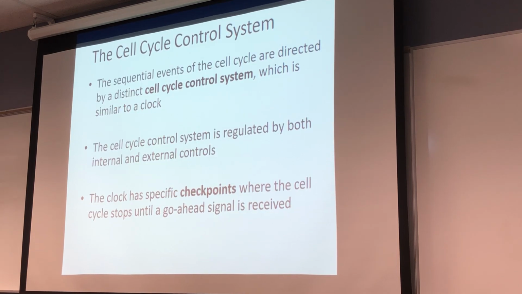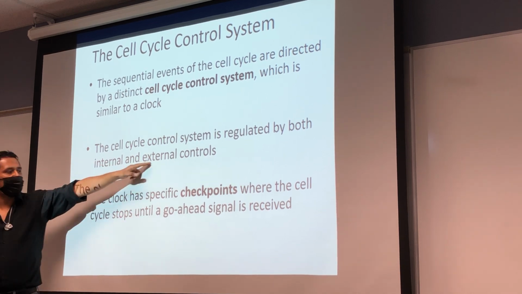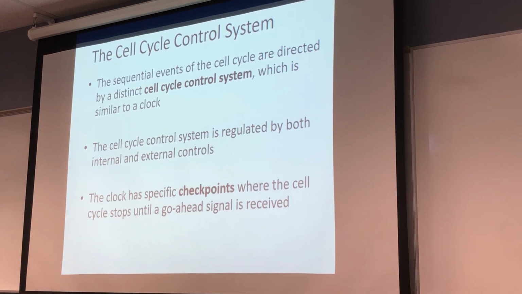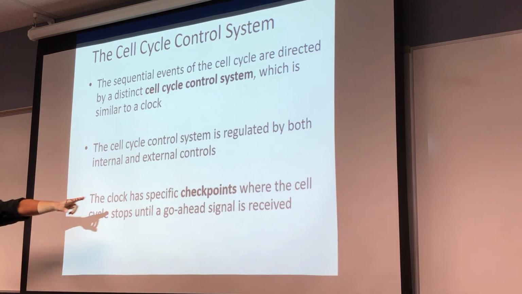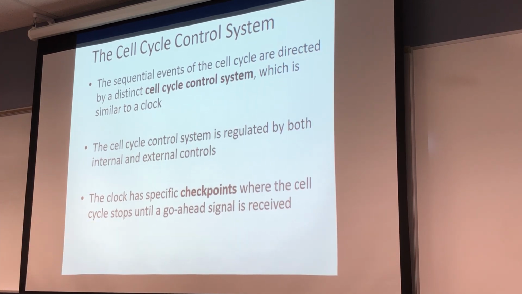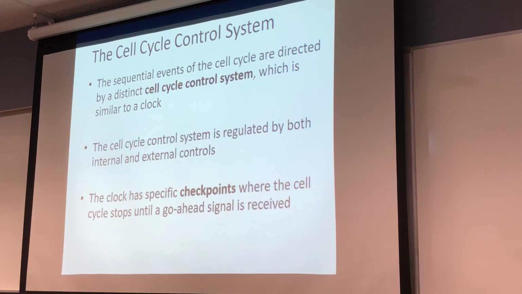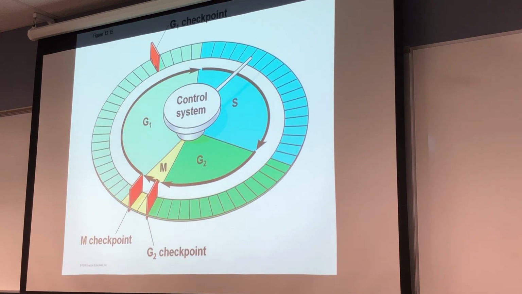Right, so you have here this cell cycle control, the sequential events of the cell that are directed by this cell cycle control. It is similar to a clock. Okay, and it's regulated by both internal and external controls. This clock has specific checkpoints where the cell is going to stop until it receives the signal to go ahead to the next phase.